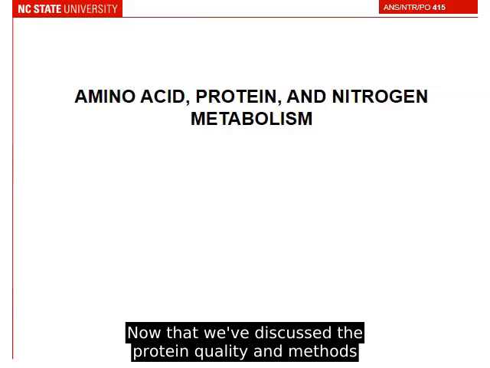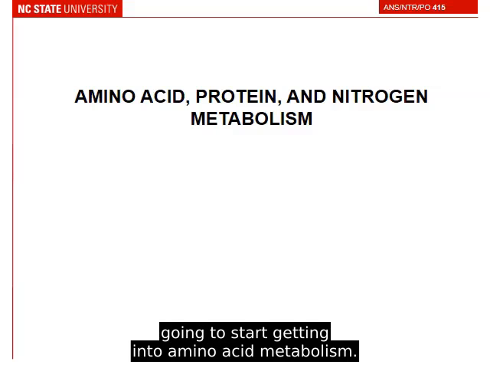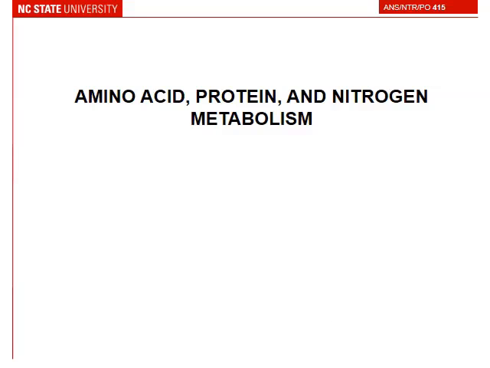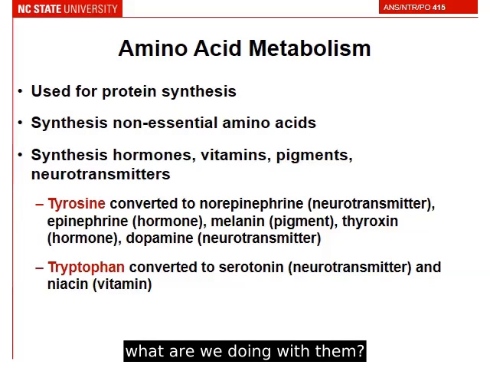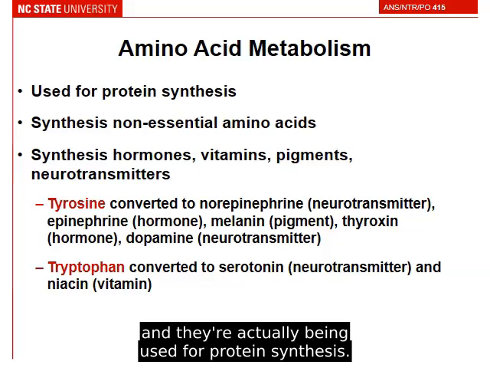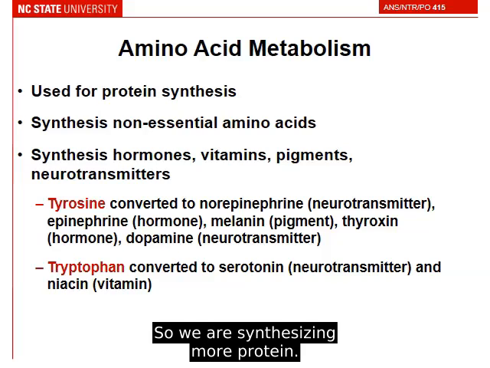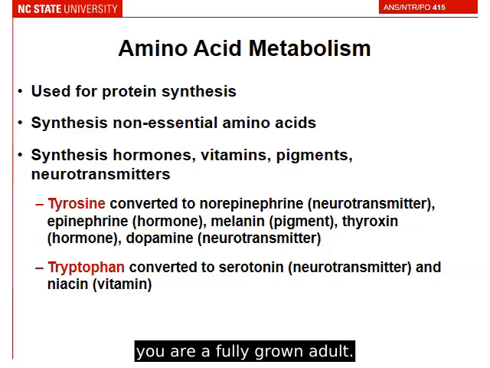All right, now that we've discussed the protein quality and methods and many of those definitions, we're going to start getting into amino acid metabolism. So when we metabolize our amino acids, what are we doing with them? Some of our amino acids are being metabolized and used for protein synthesis. So we are synthesizing more protein, and we're constantly synthesizing protein, even when you are a fully grown adult.